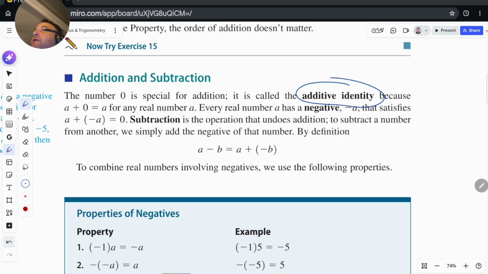And every real number, a, has an additive inverse, negative a, such that a plus negative a is equal to 0. Now subtraction is defined in terms of addition. a minus b equals a plus negative b. That's why we say that subtraction is really adding the opposite, for a simple definition there.